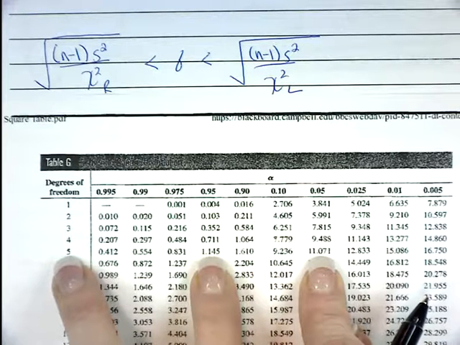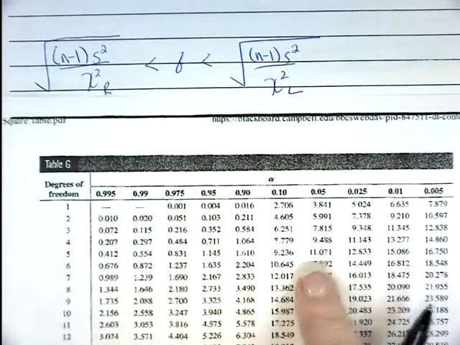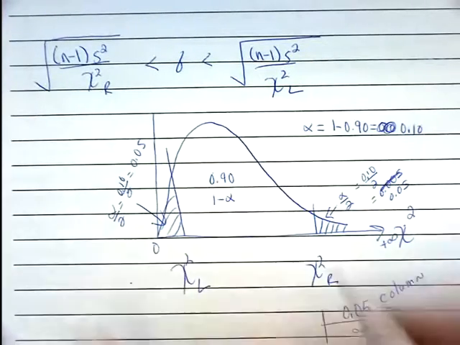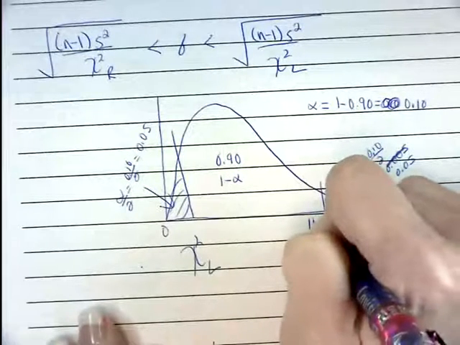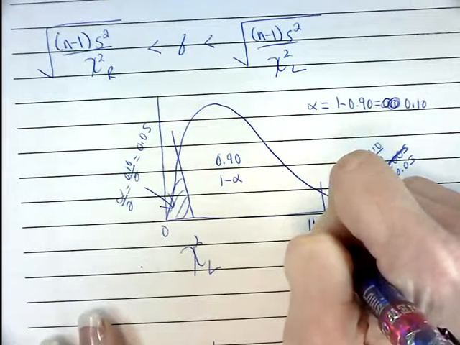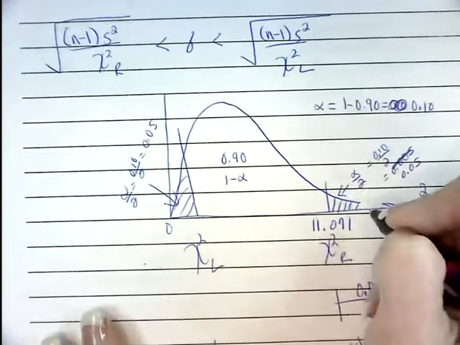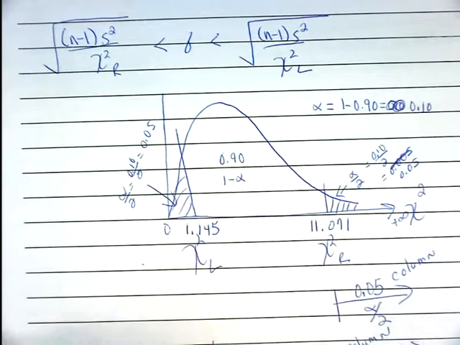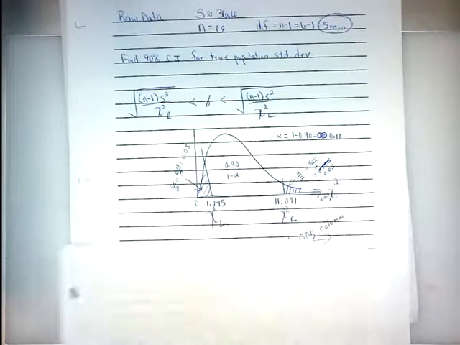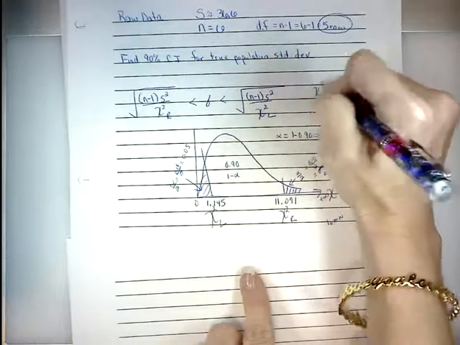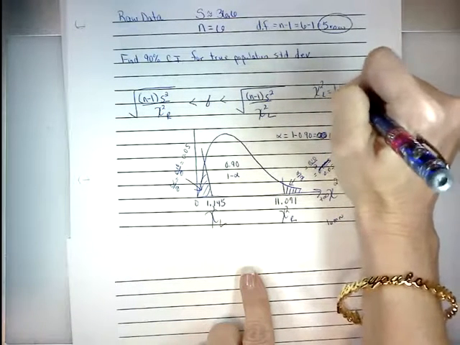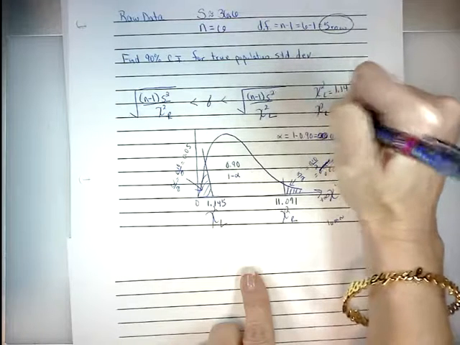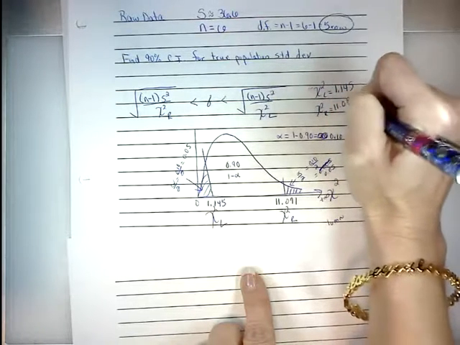And I'll write these down on the axis. Once you have these, you got it made. 11.071, 1.145. And now we'll go back to our formula. And I'll write those here. Chi-square from the left is 1.145. Chi-square from the right is 11.071.